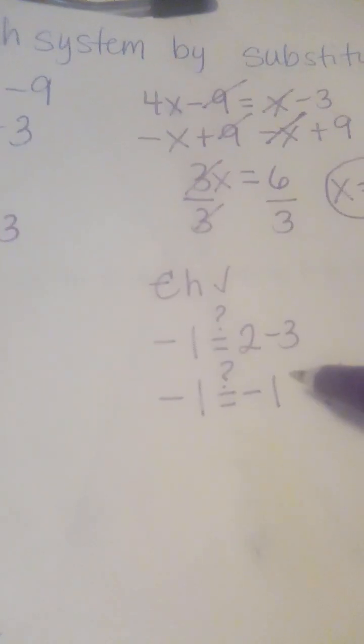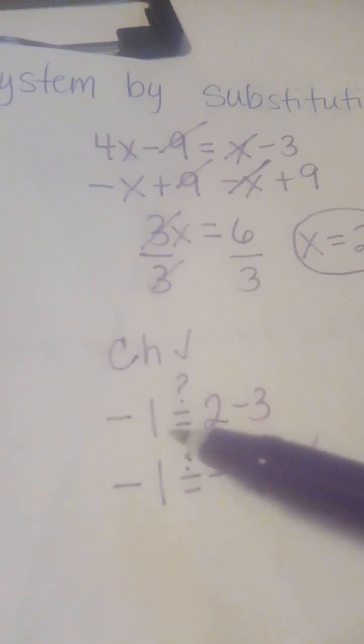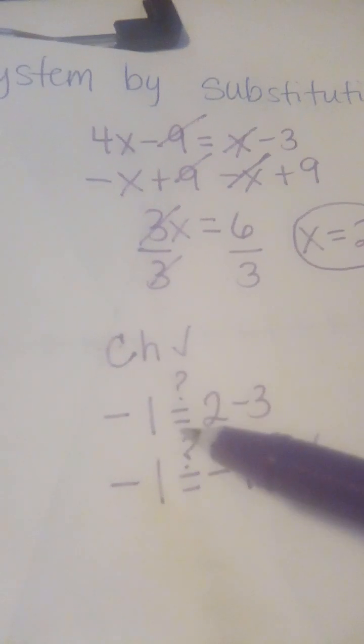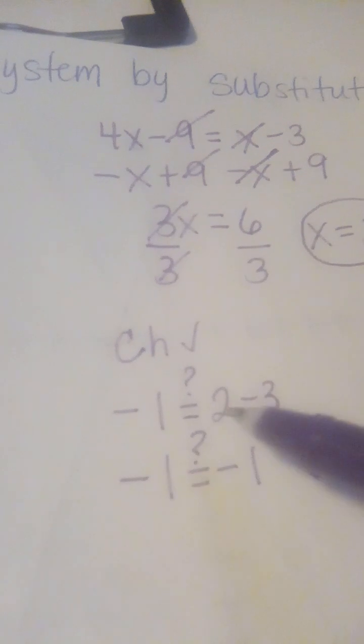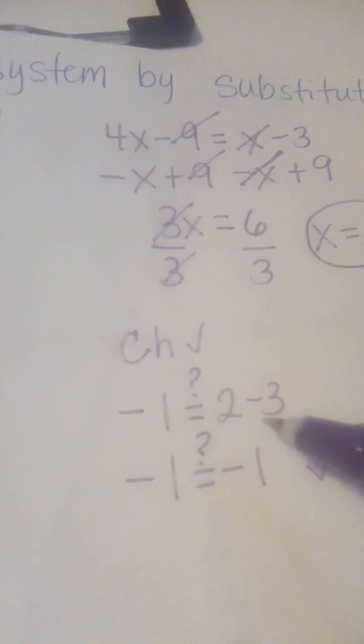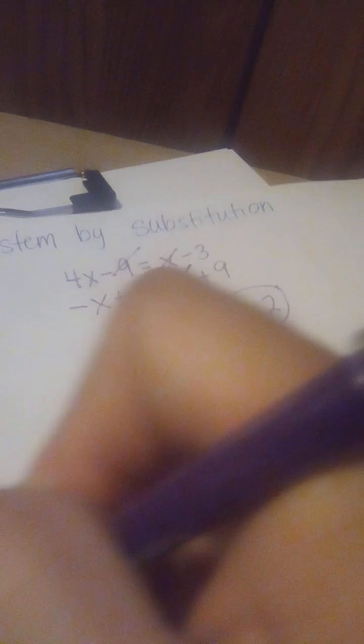So looking at the original check, checking out the original equation using those two variables we solved, then we got negative 1 on the left side. The question mark equals 2 minus 3. We know that negative 1 is right there. We need to figure out, is this statement true? 2 minus 3 gives us negative 1. It does match. So that is our final answer. Our solution is x is 2, y is negative 1. That is our final answer.